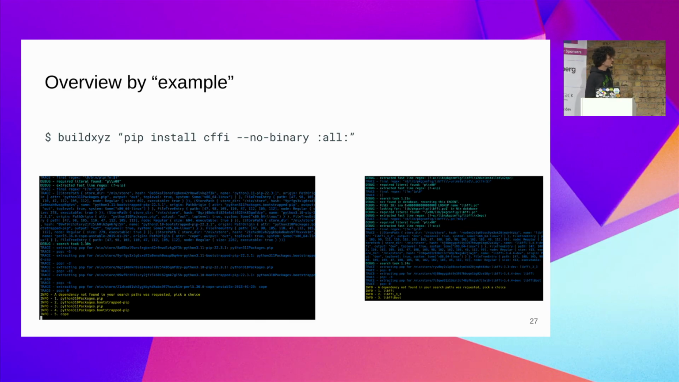On the right, you have another example with libffi, which is needed to install this FFI package. The no binary is just here to say to pip that I don't want any wheels, which would defeat the purpose of rebuilding the software.